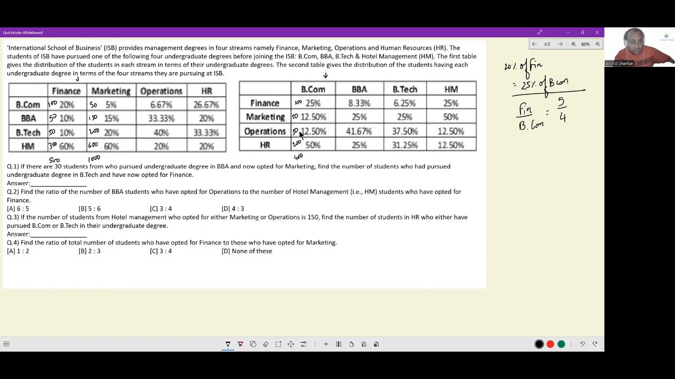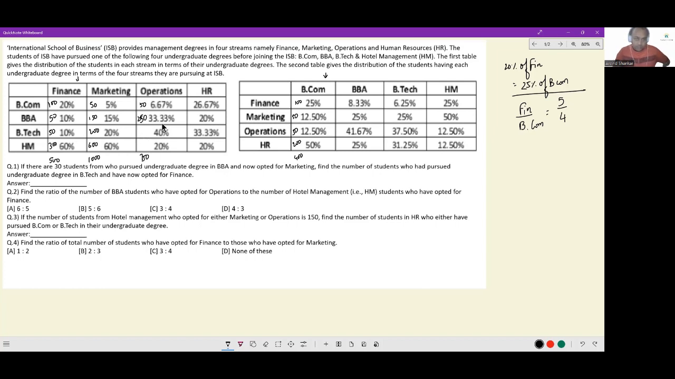Again, BCom is 50. If BCom is 50 and the operations combo is 50, so if this is 50, pay attention. 6.67 is 1 by 16? No, 1 by 16 is 6.25. So 6.67 is 1 by 15. So the total population here has to be 50 into 15, 750. So this here will be 250. This here will be 250.